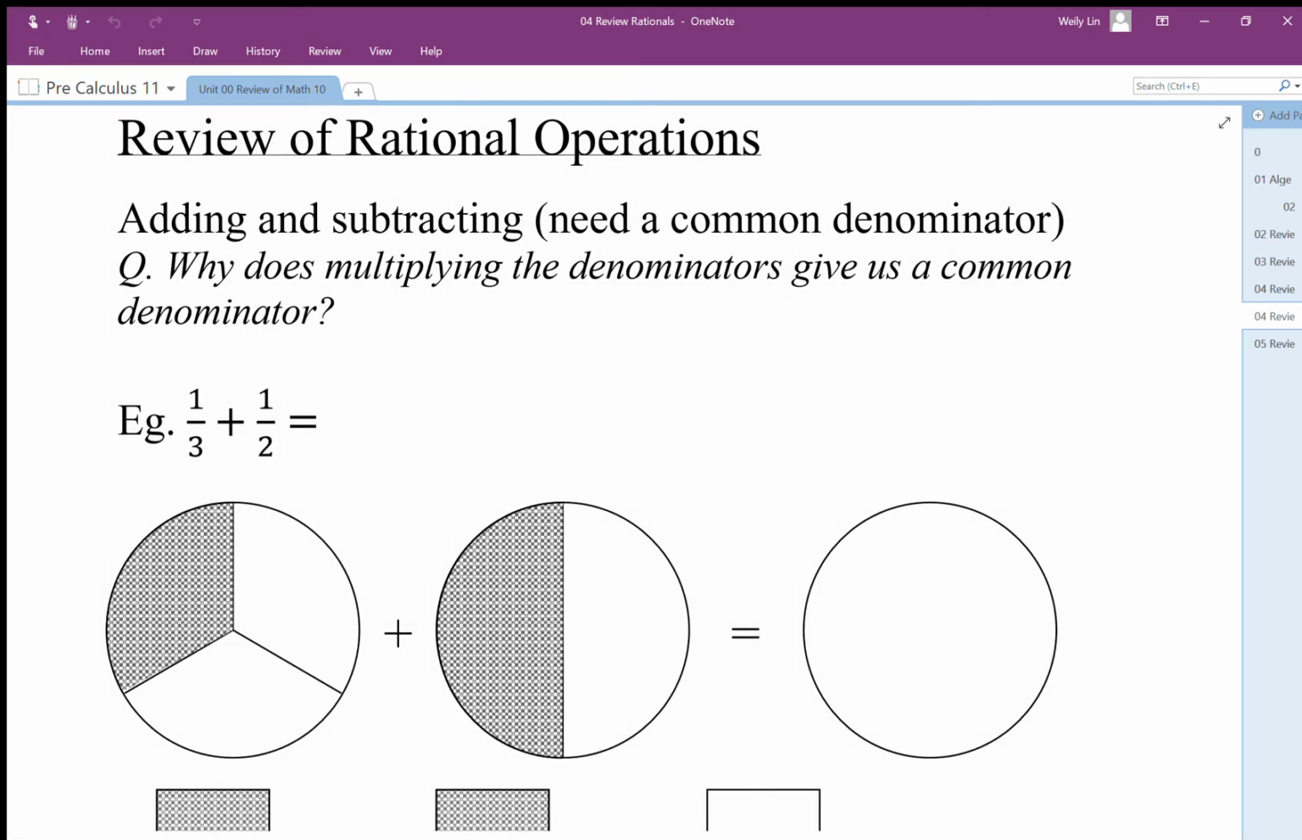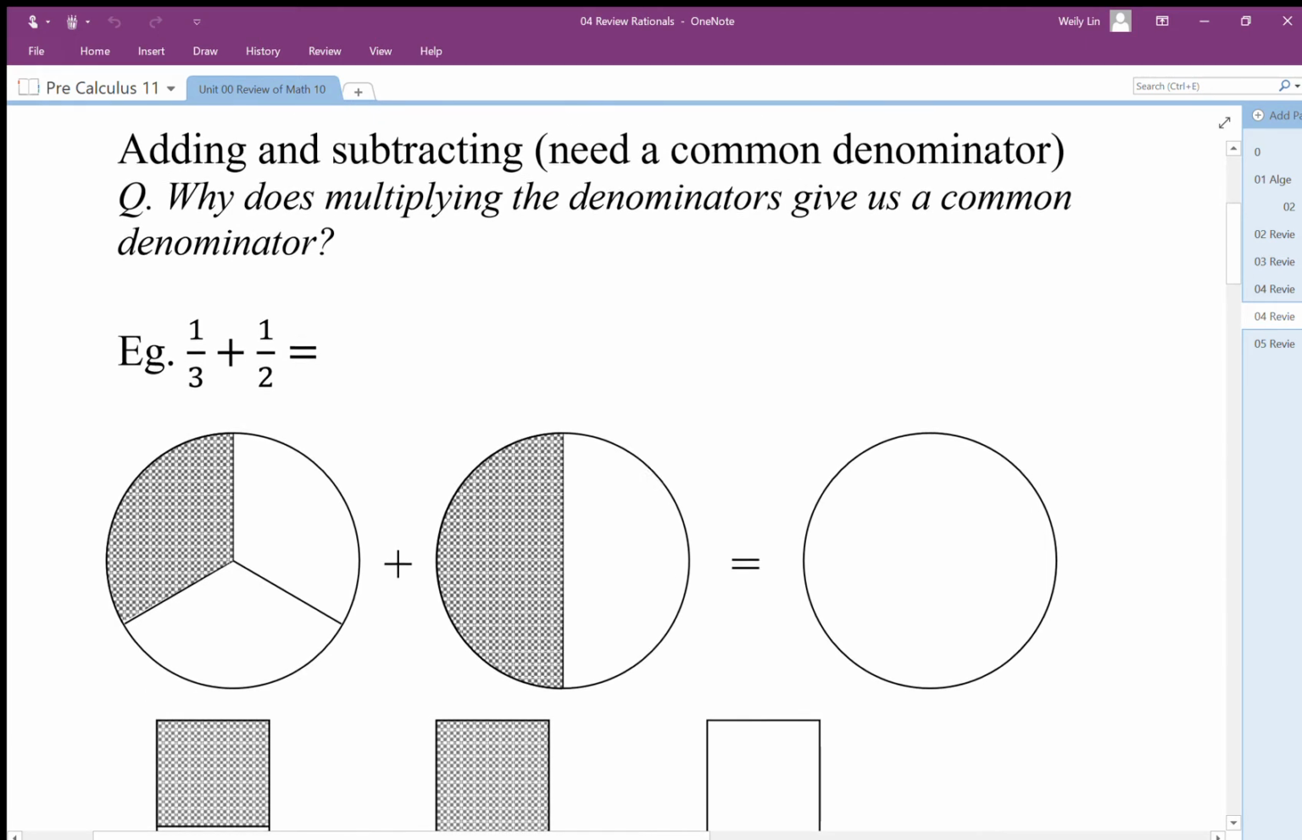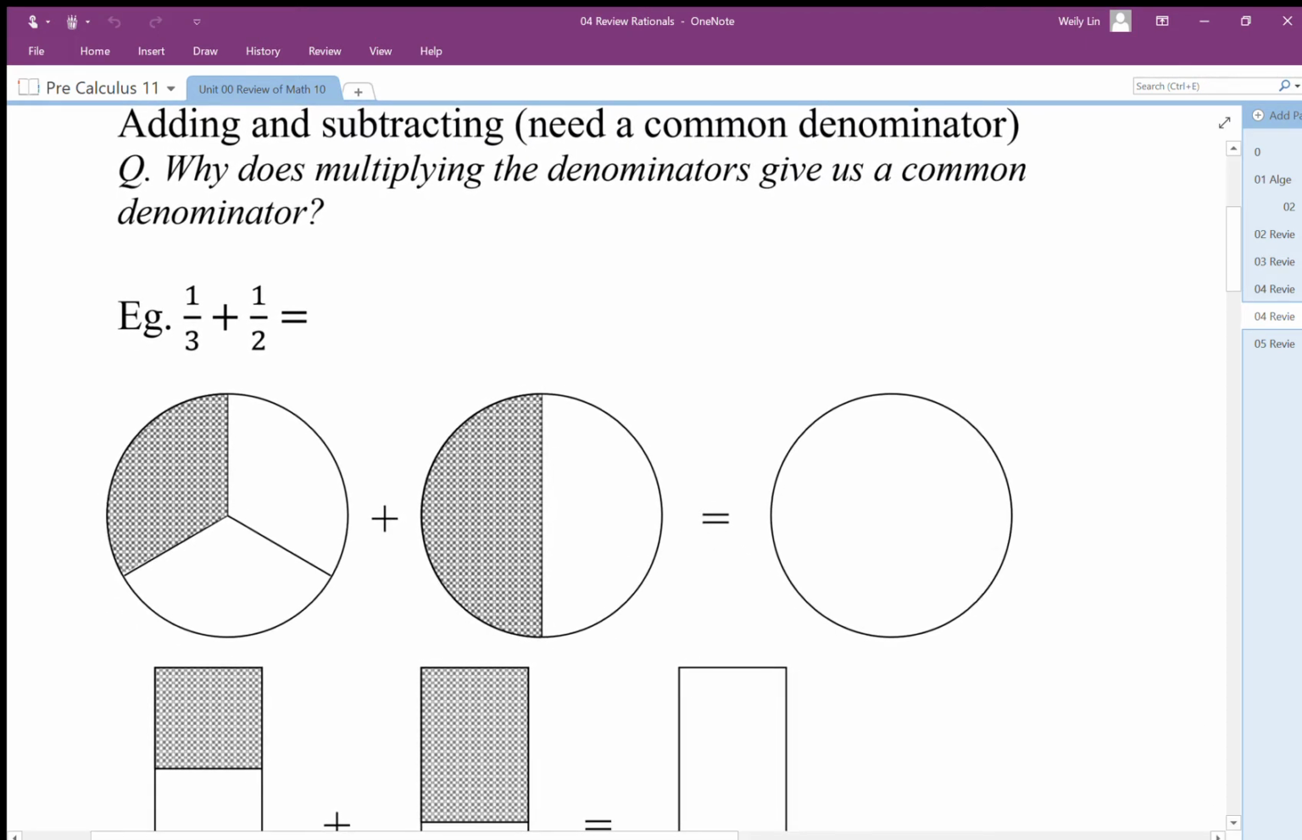So when we were adding and subtracting fractions, we need a common denominator. And how do we get a common denominator? Well, we need to multiply the denominators. Okay, find multiples or factors, make the factors match.